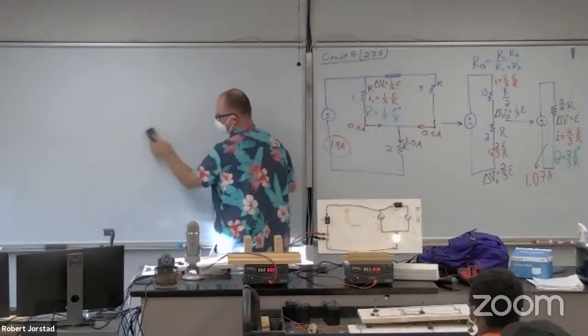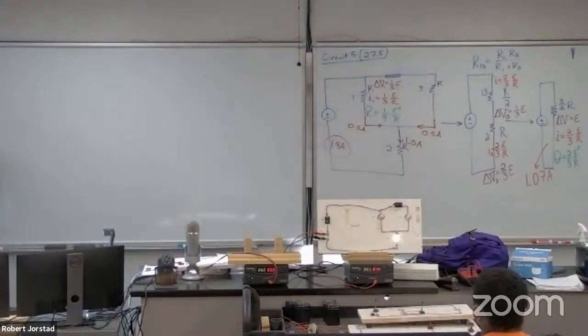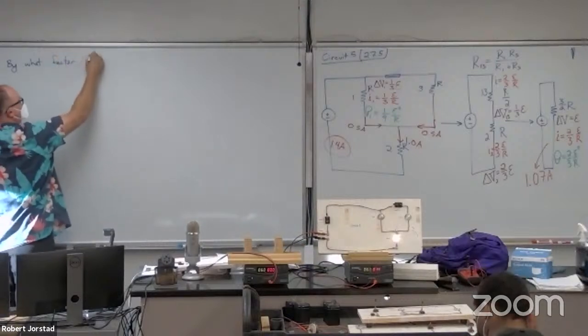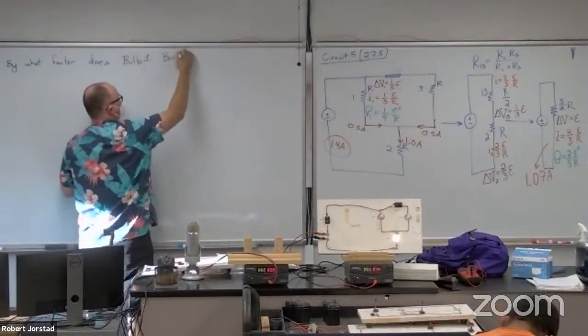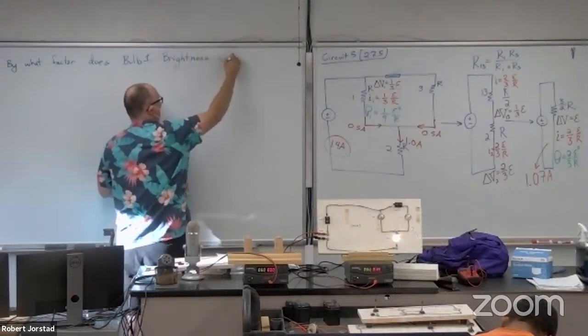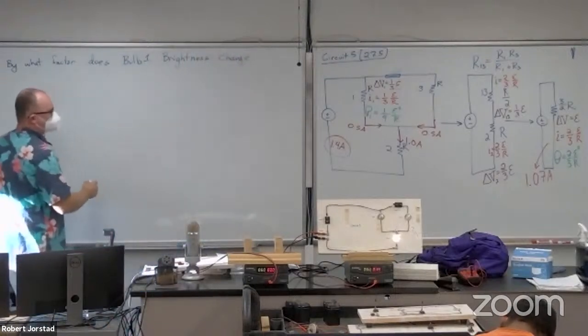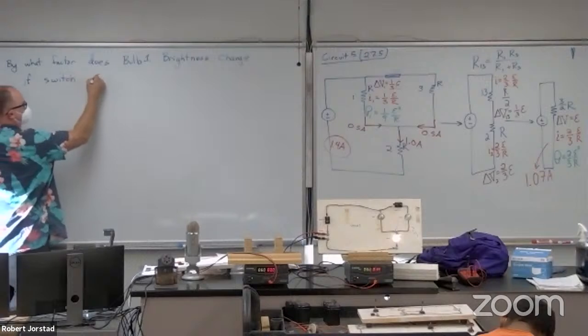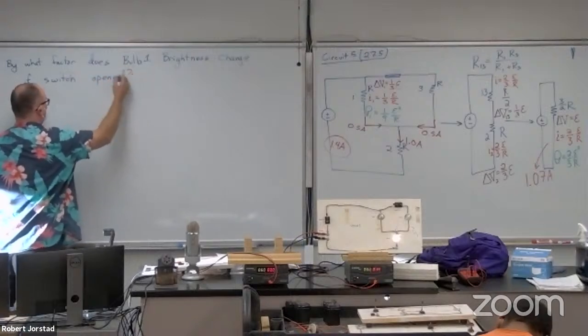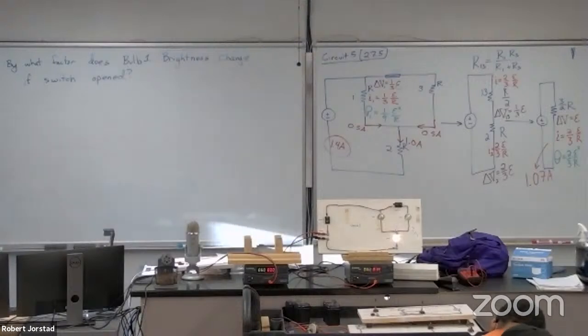This is how I would take this and make it into an exam question. I would say, by what factor does bulb 1 brightness change if switch opened? Because the switch was initially closed, right? Now, there's lots of ways you could do this. The first way is to be the genius and just kind of say, I can tell it's this number. That's convenient if you're a genius, but it doesn't work for the rest of us.